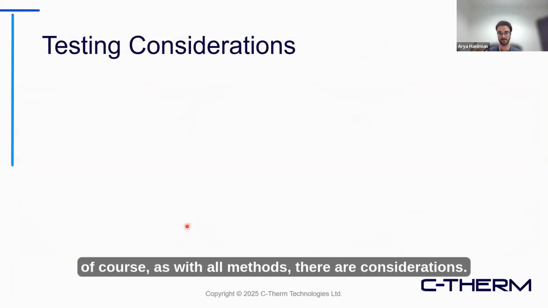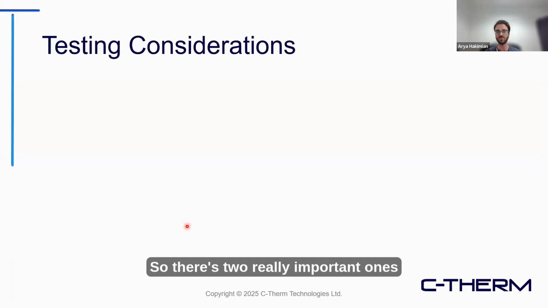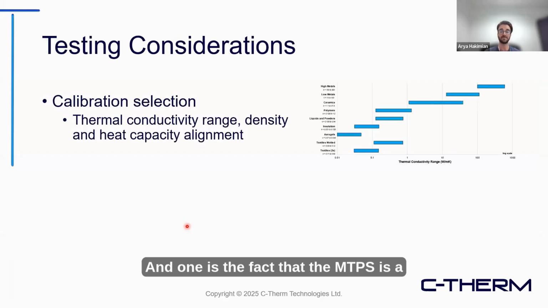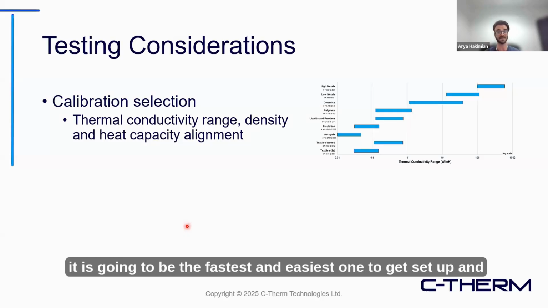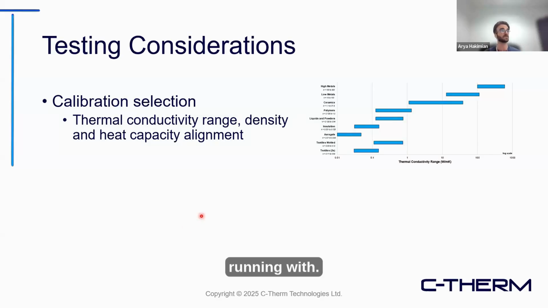Now, with the MTPS, of course, as with all methods, there are considerations. There are two really important ones that I typically address to folks. One is the fact that the MTPS is a calibrated method. What this calibration really allows for is a very simple and easy approach to testing. In terms of the methods available on Trident, it is going to be the fastest and easiest one to get set up and running with.